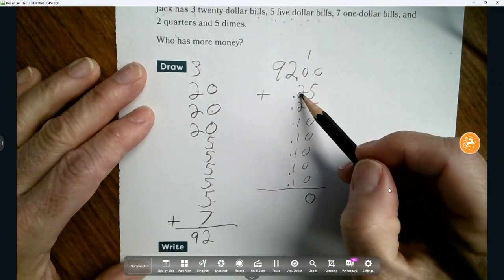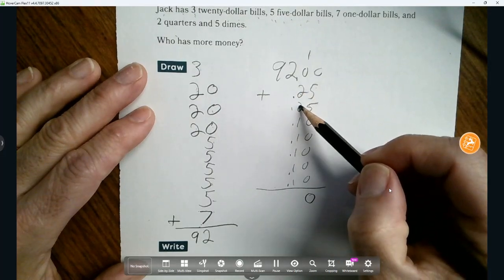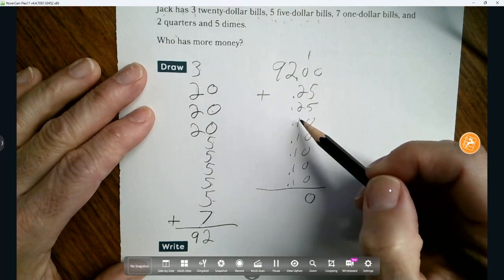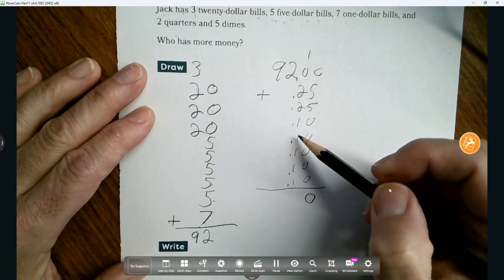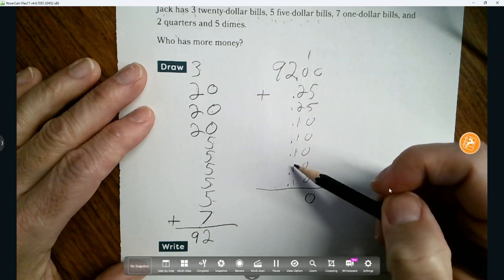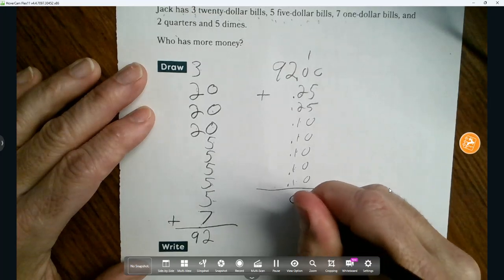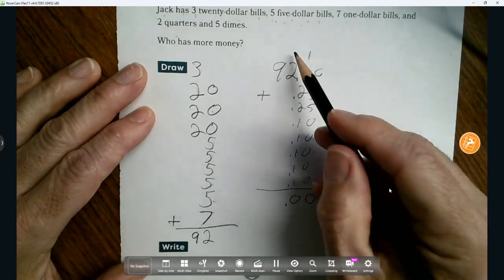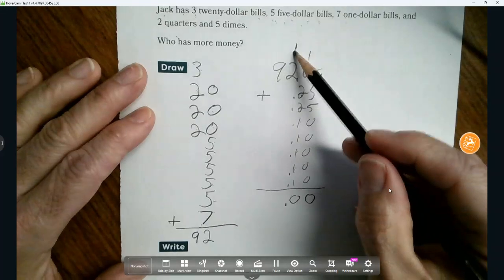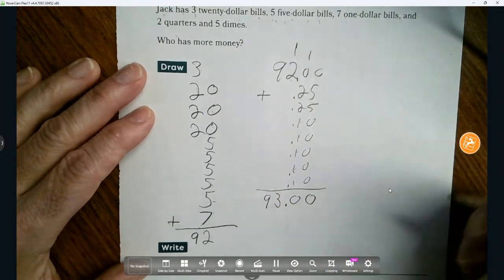1 plus 2 is 3. 3 plus 2 is 5. 5 plus 1, 6. 6 plus 1, 7. 7 plus 1, 8. 8 plus 1, 9. 9 plus 1, 10. Ooh, so put that one here. Carry that 1 back up there. And now we have 1 plus 2 is 3, and 9 plus nothing is 9.